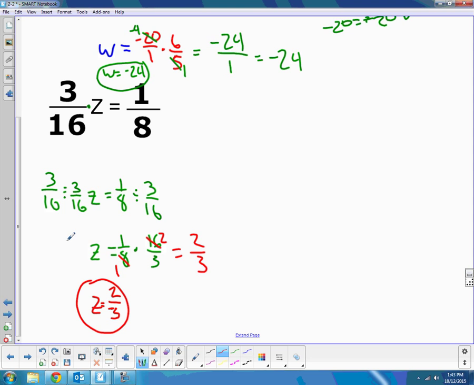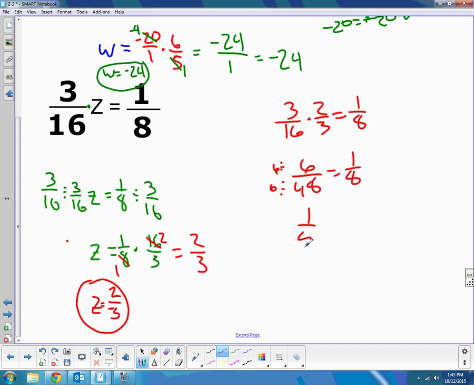There we go, z equals 2/3. And you can check that. 3/16 times 2/3 should give me a 1/8 in the end. 16 times 3 is going to give me 48. And I can divide both 6 and 48 by 6 to reduce it down, and sure enough it gives me 1/8. So I do get the correct answer. I can check that it actually works, and I get z equals 2/3.